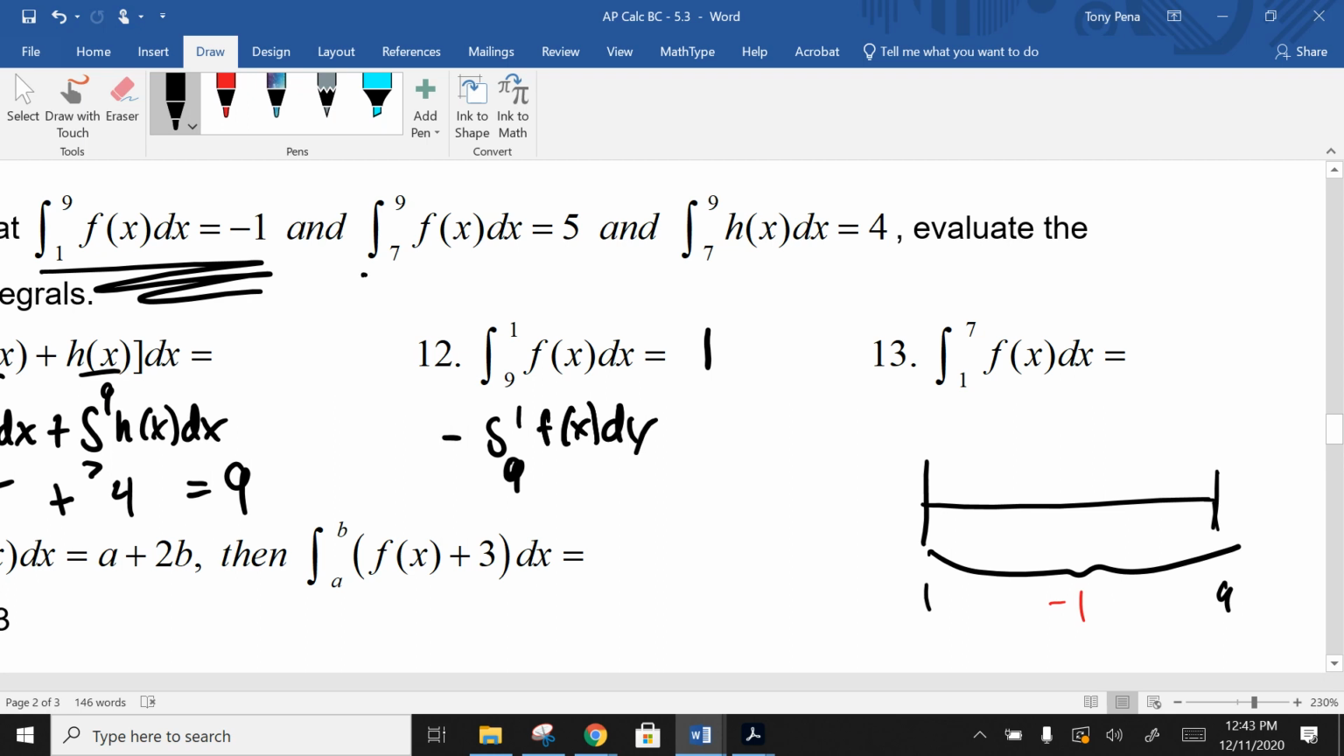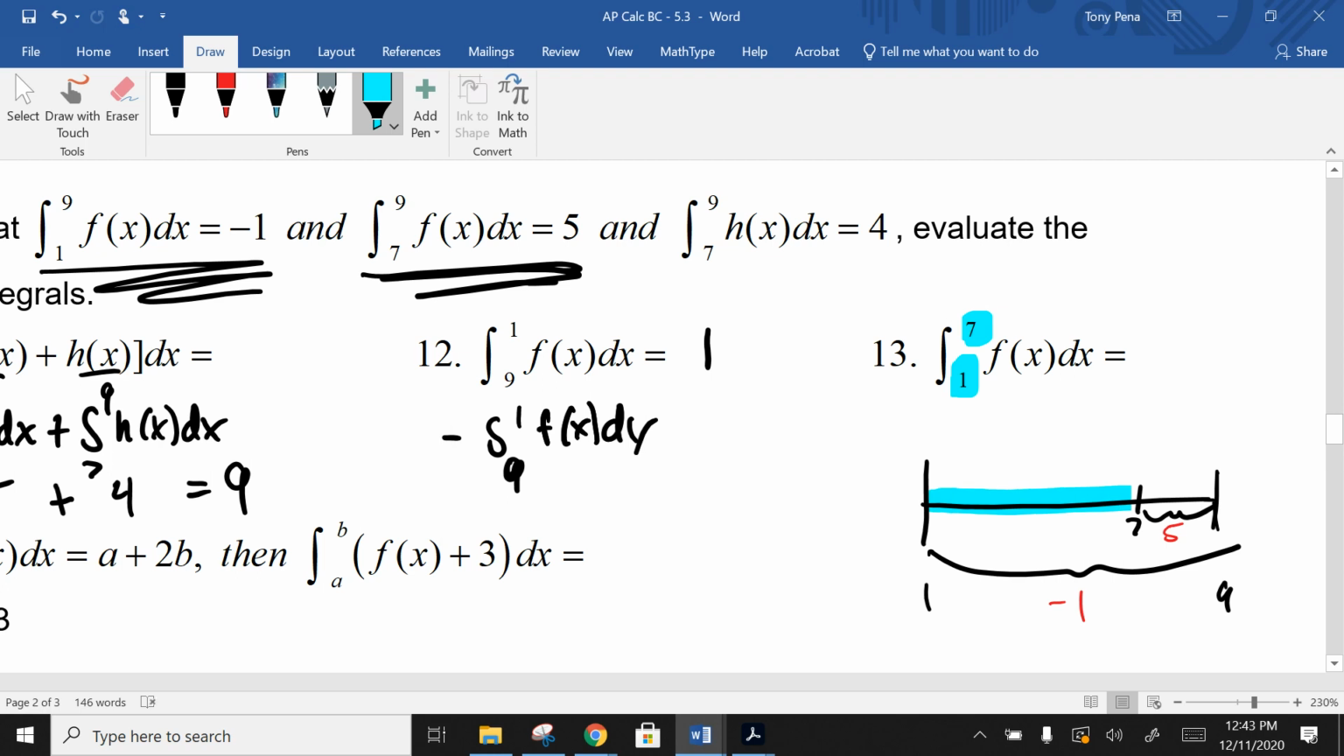What that second one is telling us, if we go from 7 to 9, so if I stop now here at 7, and I just cover this interval, then that value is a 5. And then what the question is ultimately asking, if we look at our limits, if I just want to know what's going on from 1 to 7, that just so happens to be the interval we still need.